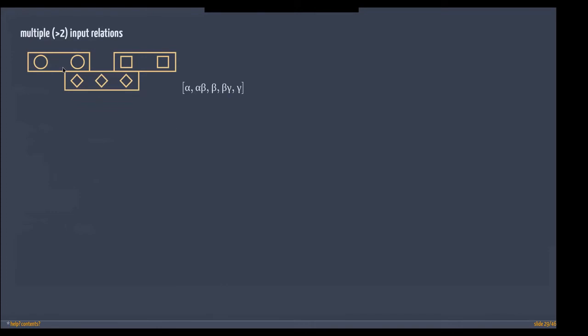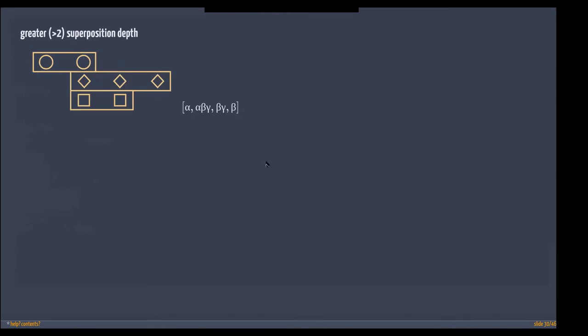Another arrangement would be this, for instance, where we have multiple input relations, more than two, concatenated like that. Or we could have a greater depth for either superposition. What this just means is that it has to be the same object that is assigned to each of these positions. And we can have superpositions with different depths within the same complex, or the same arrangement of relations.